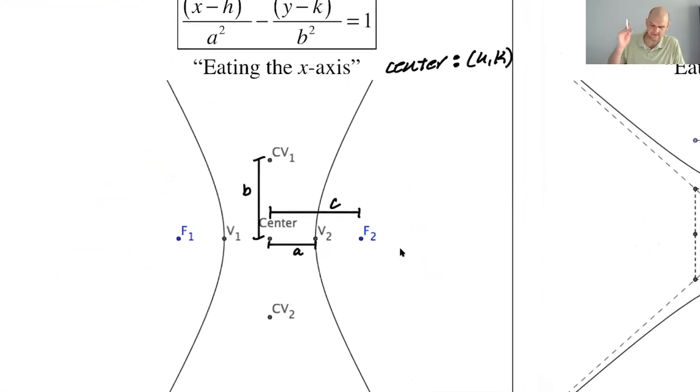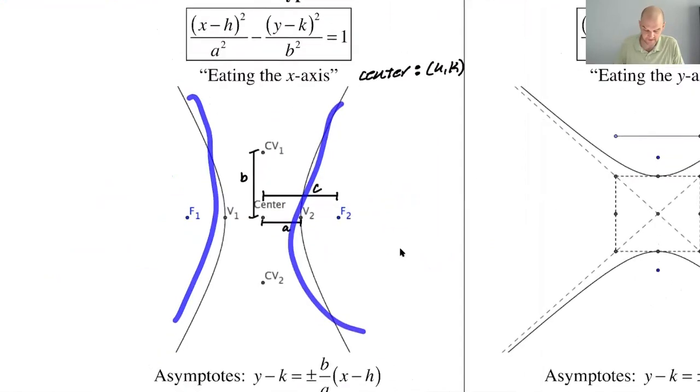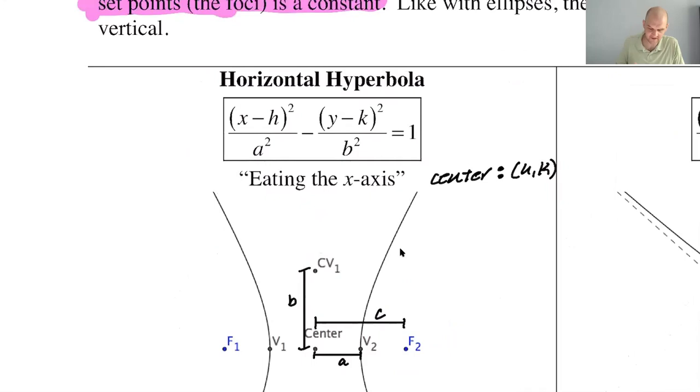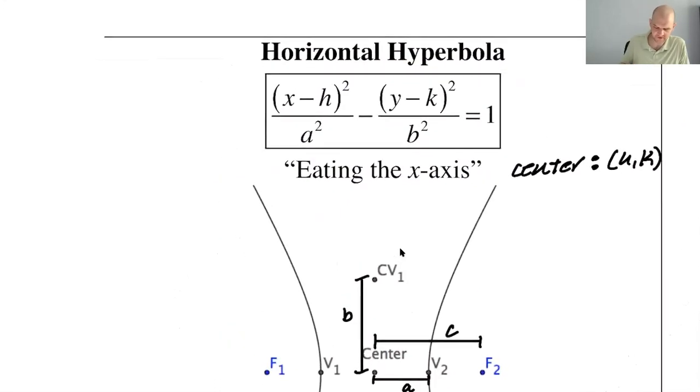Now, a hyperbola has a weird feature that an ellipse doesn't have. I mean, it has a lot of weird features that an ellipse doesn't have. It has 2 branches. You know, that's weird. It also has asymptotes. So the asymptotes for this are y minus k equals plus or minus b over a times the quantity x minus h. Don't memorize that. The reason I'm telling you not to memorize that is that you can take this and turn it into that.